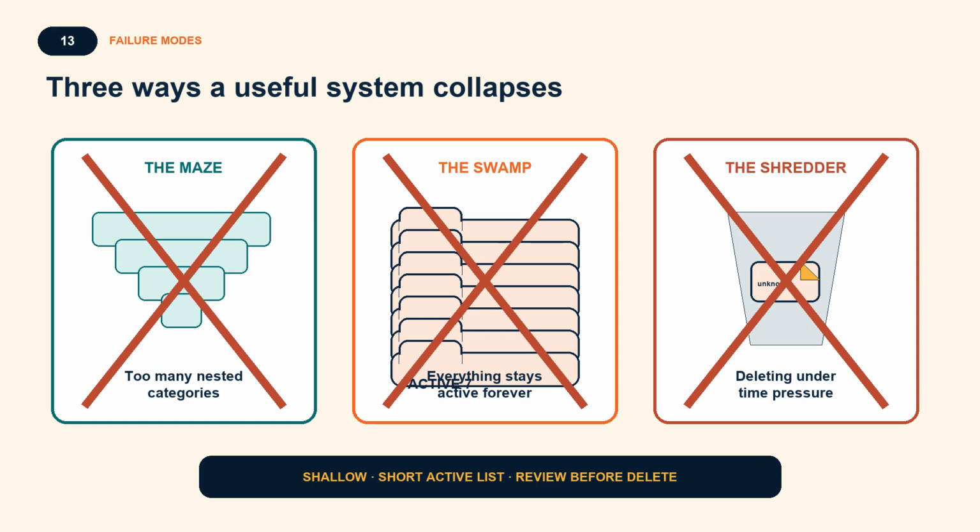The reset is successful when loose files are contained, obvious files have homes, and uncertainty has one visible queue. You are allowed to finish with items in to review. That is more honest and safer than hiding hard decisions inside a folder called miscellaneous.